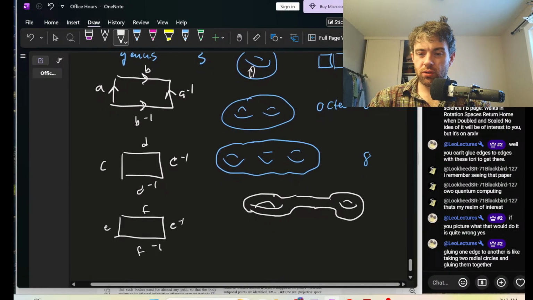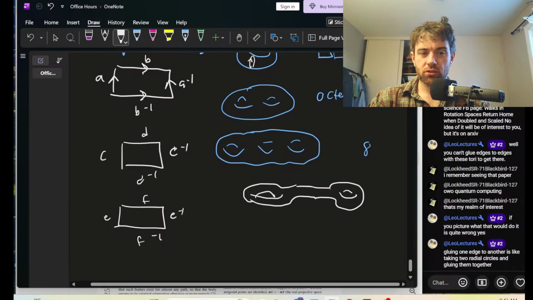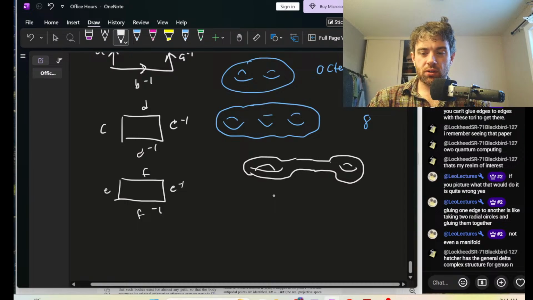Gluing one edge to another is like taking two radial circles. Okay, sure. Hatcher has the general delta structure. Yeah. I guess I should do this.